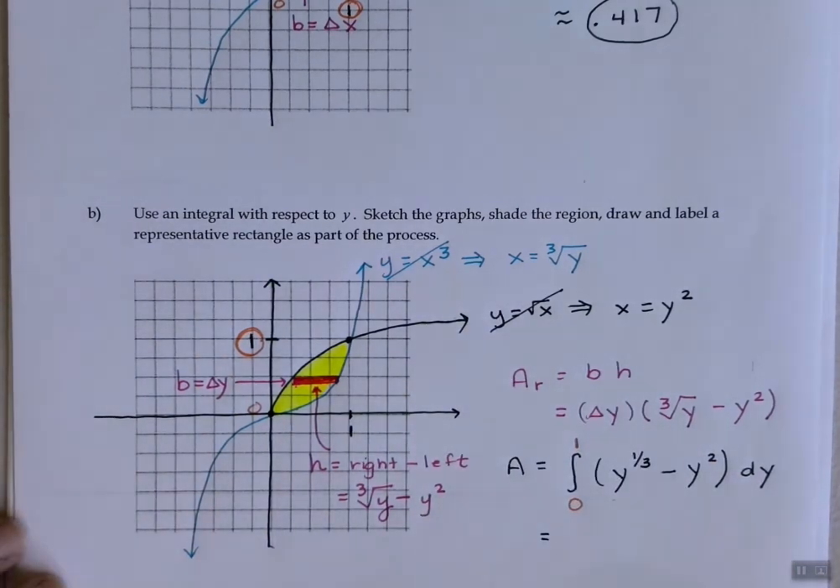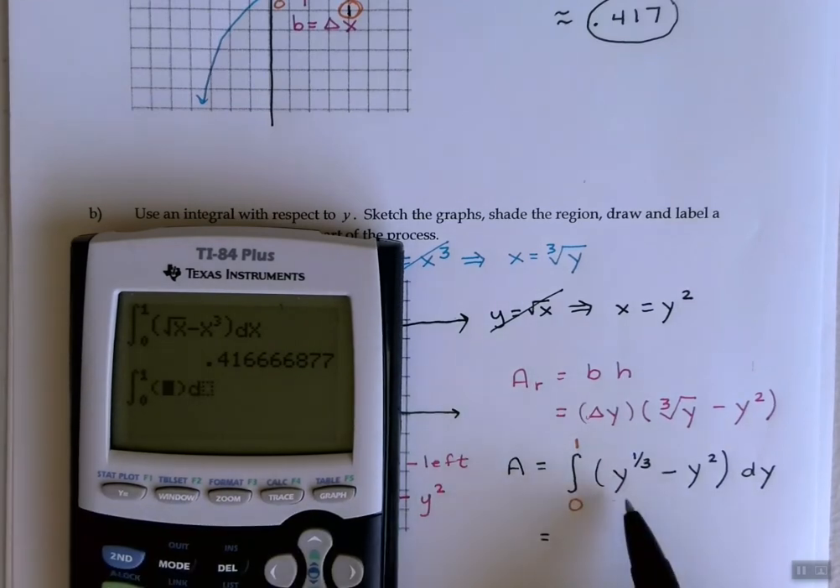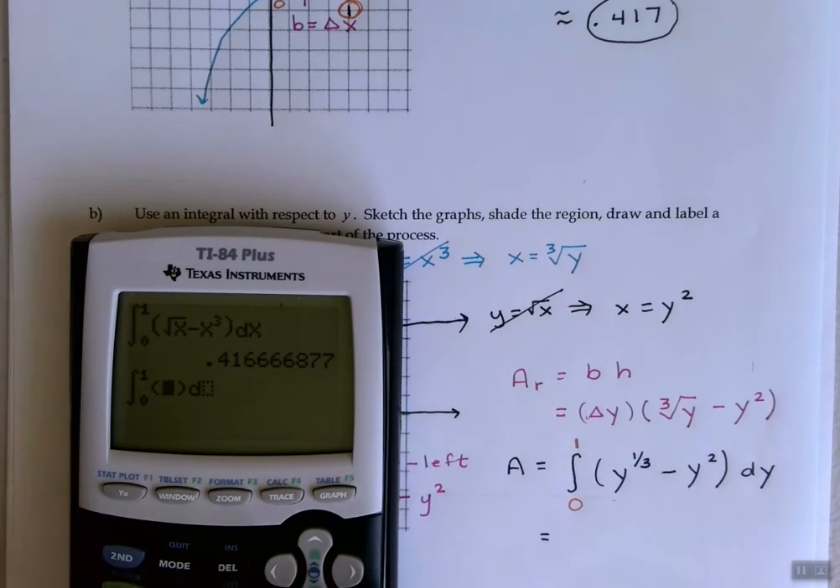All right, moment of truth. Let's see if we get the same answer when we integrate that in the calculator as we did before. All right, I'm going to go from 0 to 1. And even though I know these are y's, in the calculator I'm going to have to type x. So I'll type x to the 1/3 power. Doesn't really matter what variable we use, the answer will be the same. Minus x squared dx.